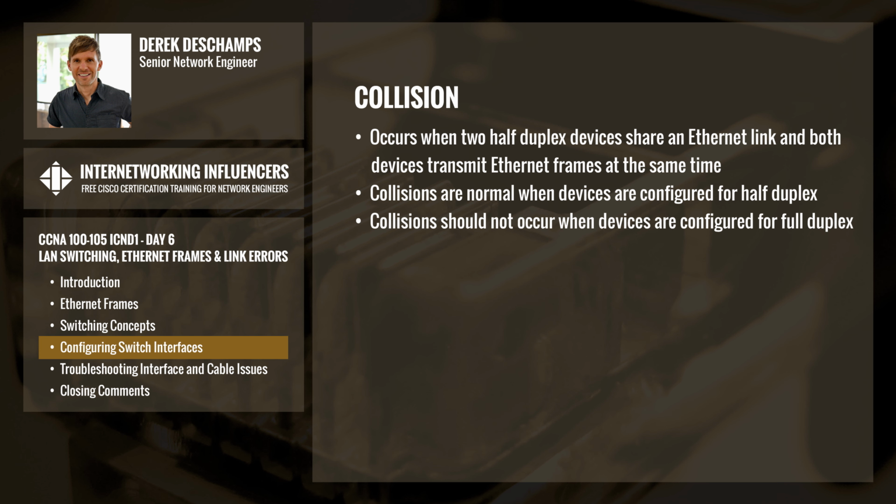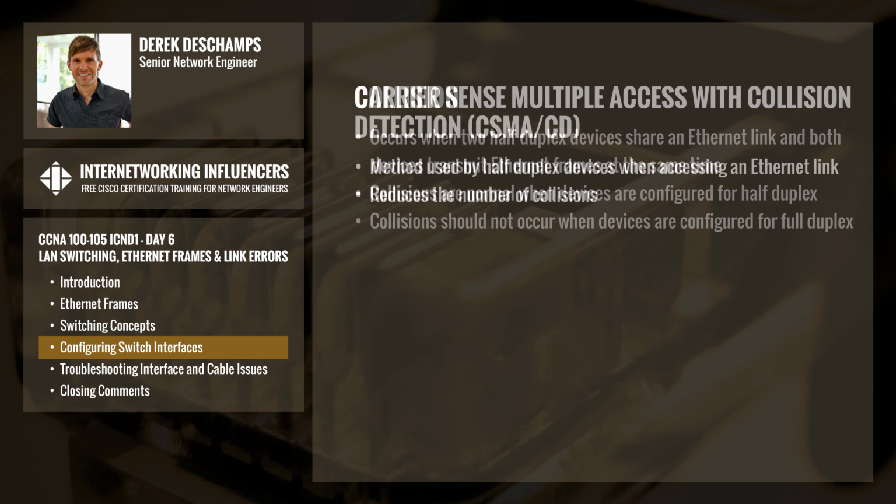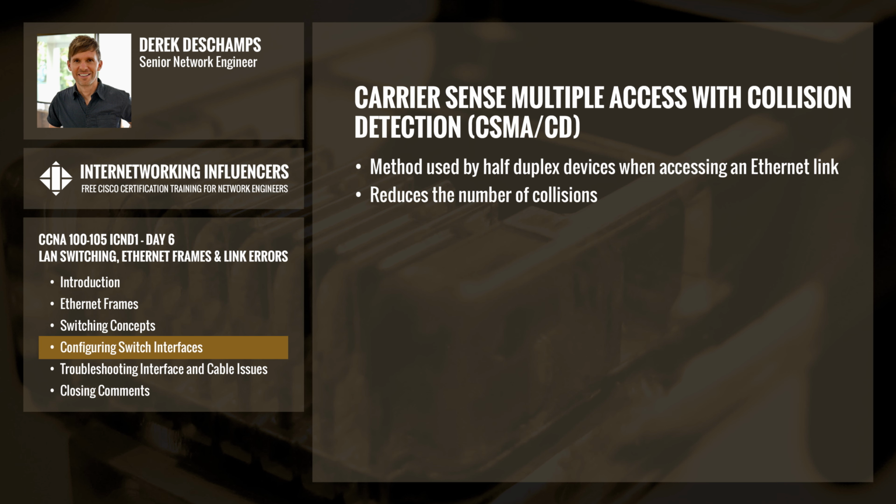Collisions are normal when devices are configured for half-duplex. However, collisions should not occur when devices are configured for full duplex. Carrier sense multiple access with collision detection, or CSMA/CD, is a method used by half-duplex devices when accessing an Ethernet link that reduces the number of collisions.